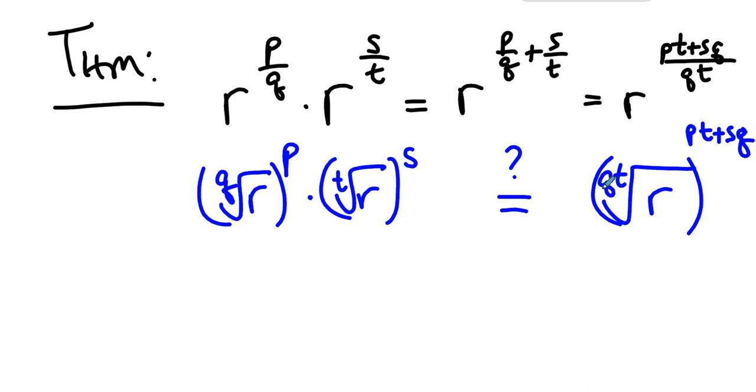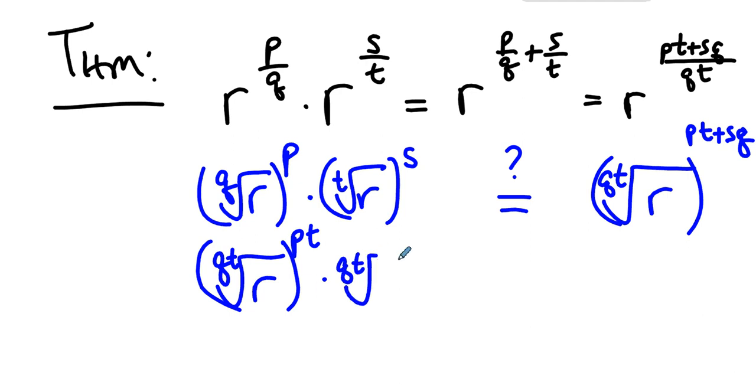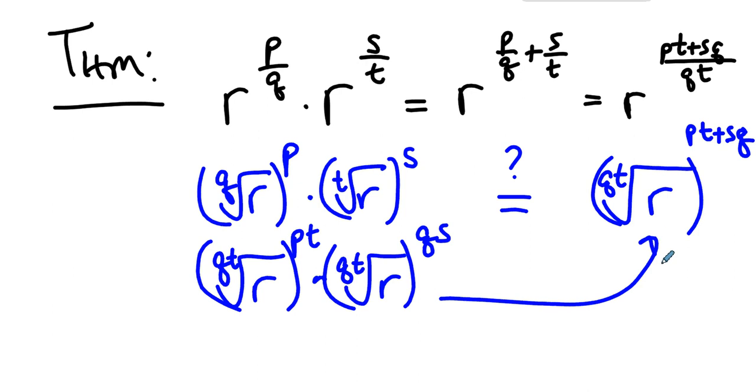It's worth thinking about, okay, if this is the qth root of r to the p, then this is the qth root of r to the pt, and if this is the tth root of r to the s, it's the qth root of r to the qs, and then it's not a big jump to see how that goes. But you want to do that with the properties of exponents you're familiar with so that you can believe that they work and not just trust that somebody else said that they work.